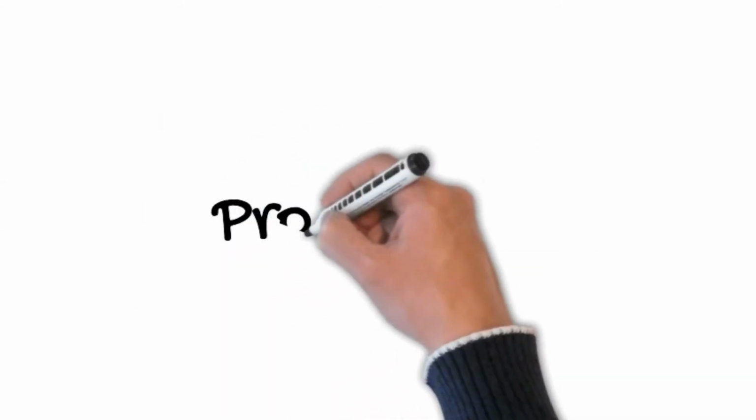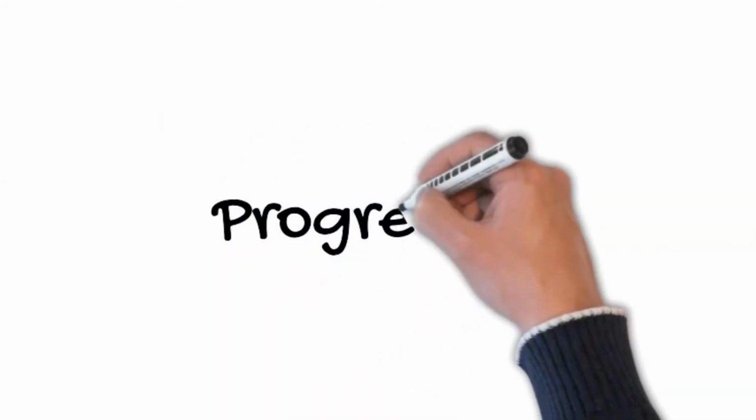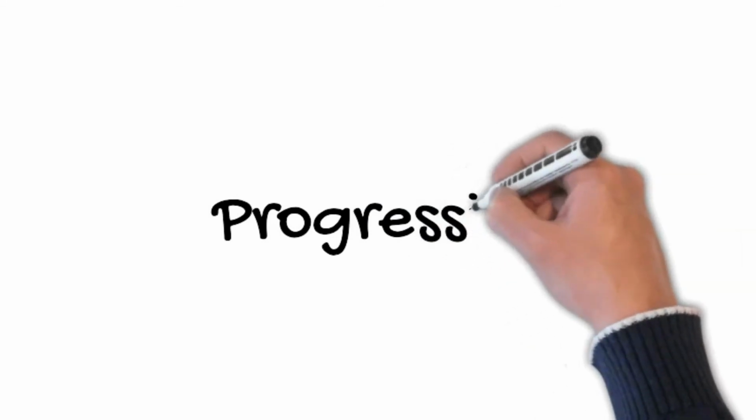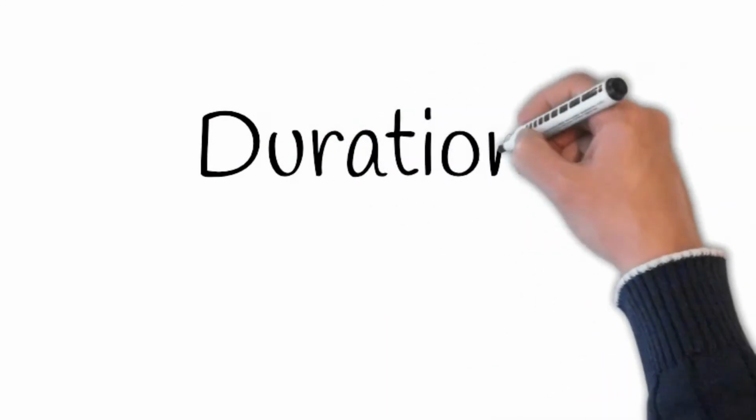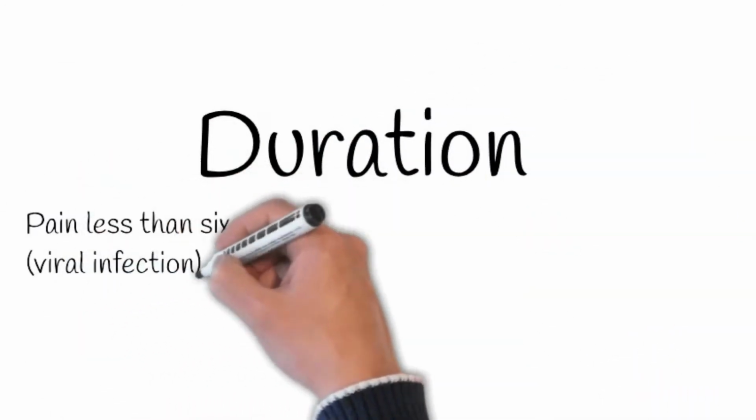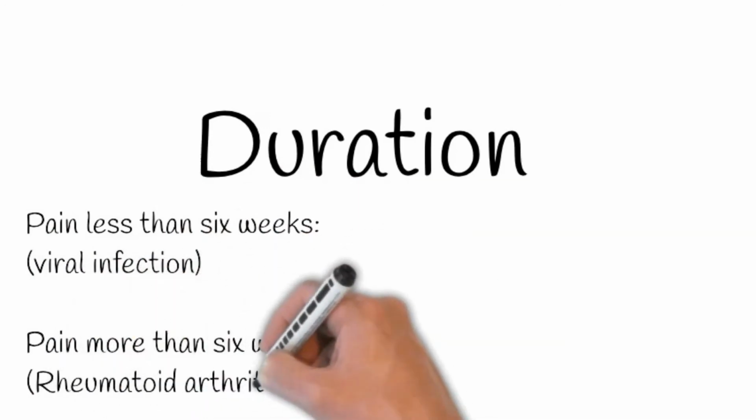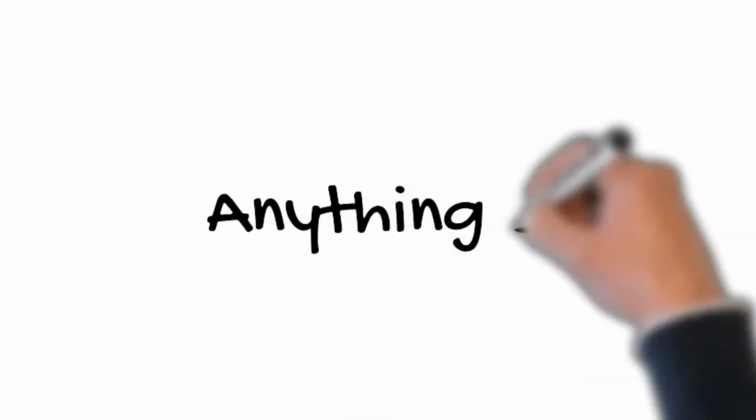Progression: has the pain changed over time? Is it the same, getting better, or worse? How is this pain different from previous episodes? Duration: how long has it been present? Pain lasting less than 6 weeks may be due to viral infection, whereas after 6 weeks rheumatoid arthritis is a more likely cause.